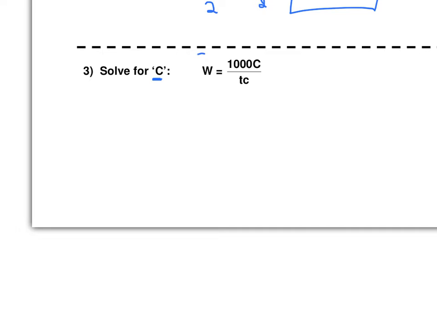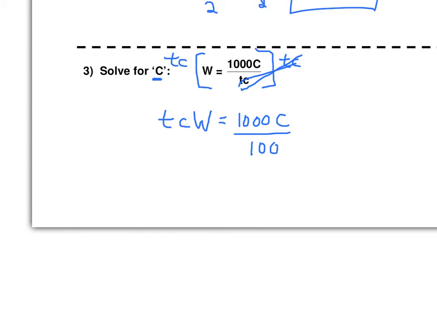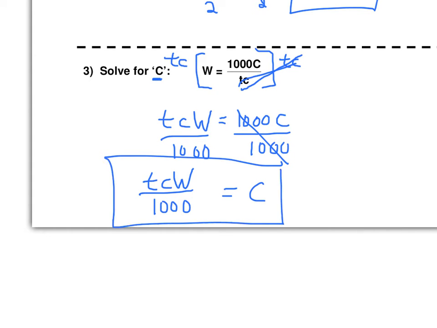So I'm going to do my brackets. This is clearing a fraction that we've learned how to do, and I'm going to multiply both sides by TC. When I do that, on the left I get T times C times capital W is equal to, the TC cancels over here, it's equal to 1,000 C. Now if I just divide by 1,000 on both sides, inverse operations, then I get capital C is equal to TC, capital W, divided by 1,000. And that would be your answer.